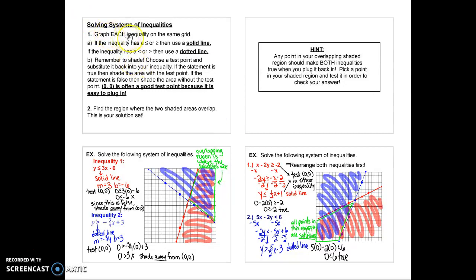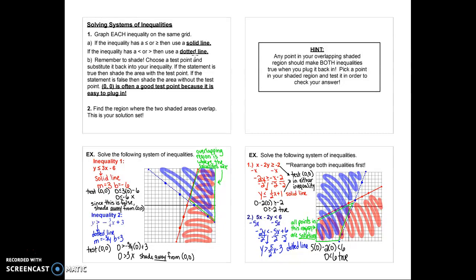So you start by graphing the inequality. Okay, again, if it's less than or equal to, greater than or equal to, it has a solid line because of the equal to sign underneath of it. If it's just a less than or just a greater than, then you use the dotted line. So exact same steps as the previous pretest.